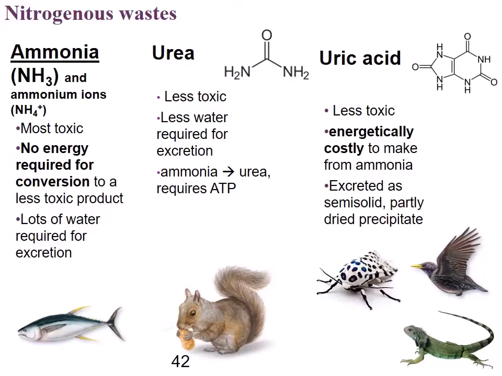Urea is what we use. Urea is less toxic than ammonia. It requires less water for excretion, but it does require ATP to convert ammonia to urea. Uric acid is even less toxic than urea and ammonia. However, it's energetically expensive to make from ammonia, and things that have a kind of semi-solid nitrogenous waste product, like a bird or an iguana or some insects, would produce uric acid. You've all seen bird poop, right? If not, step outside.